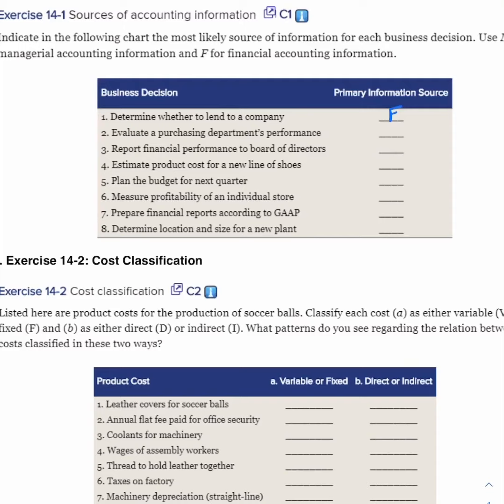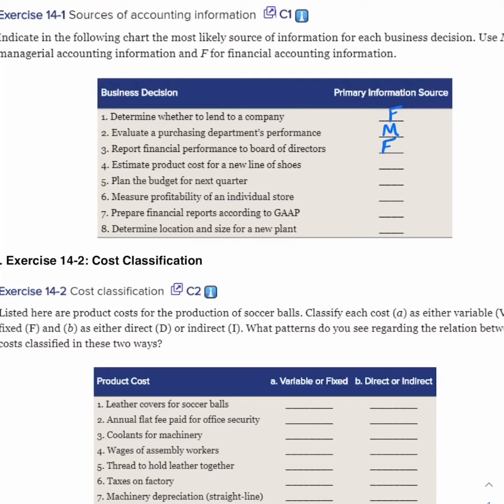The next one tells us that we are trying to evaluate a purchasing department's performance. Notice here, we're not looking at the entire organization like we might with financial accounting, but instead we are looking at only one department. That's how we know this is a managerial issue. Next, we want to report financial performance to the board of directors. When we go before the board and report that financial information, that is in regard to the entire organization, and that is a financial aspect of accounting.